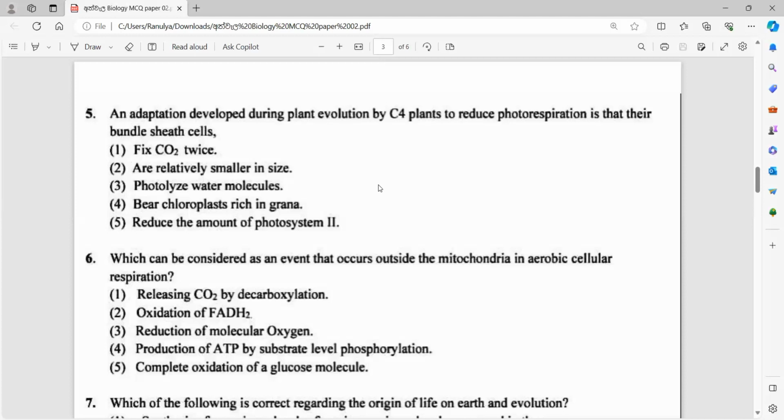Now, if we take anaerobic respiration and fermentation, what happens? There is no oxygen, right? So in anaerobic respiration and fermentation, these glucose molecules do not completely oxidize. So that is also incorrect. Production of ATP by substrate level phosphorylation, that is the correct answer. Sixth question, the answer should be the fourth answer.